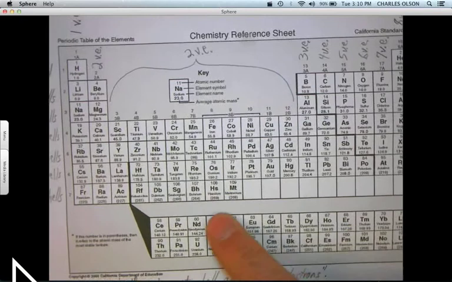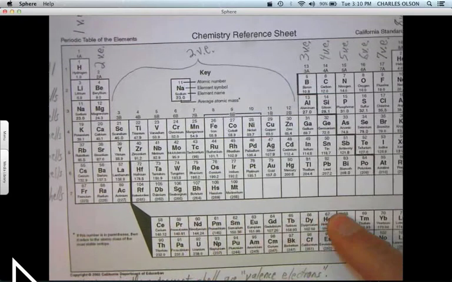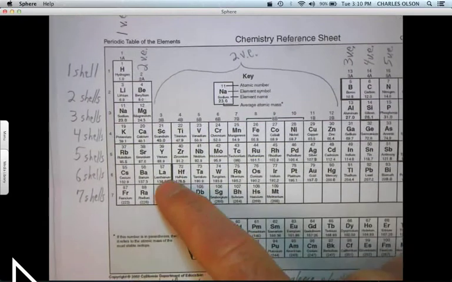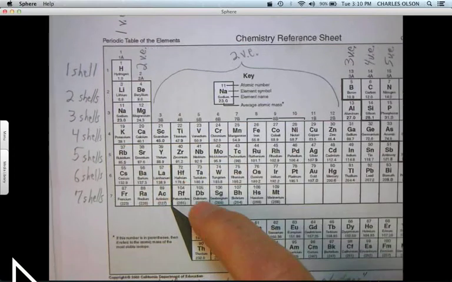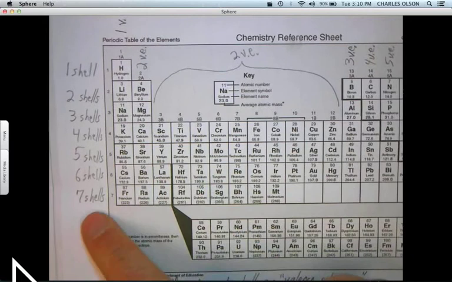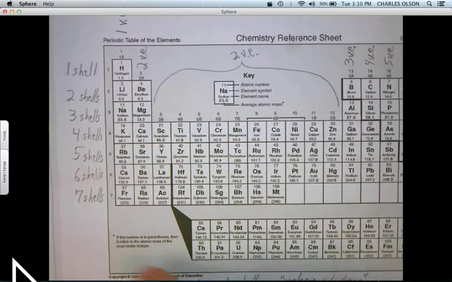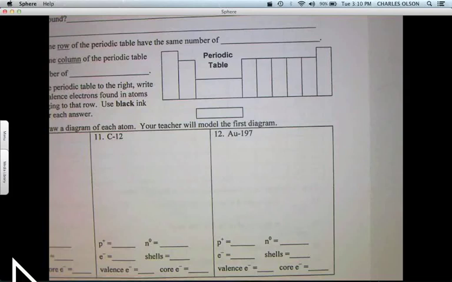The lanthanides have 6 shells. They slip in here between element 57 and 72. They're actually up there. And uranium, for example, has 7 shells. All right, let's answer some sample questions.